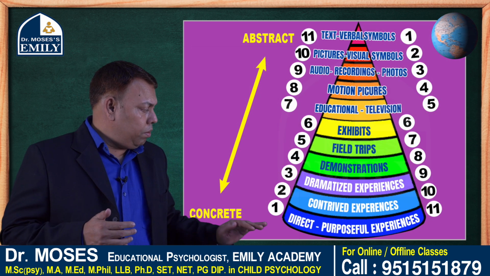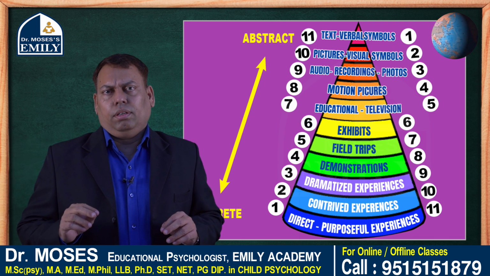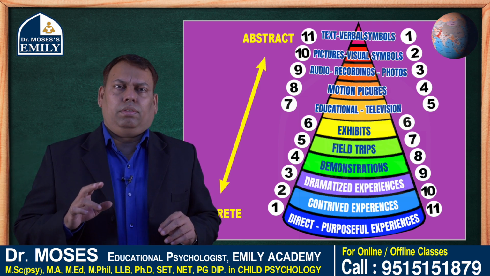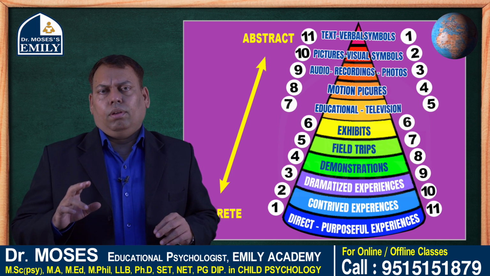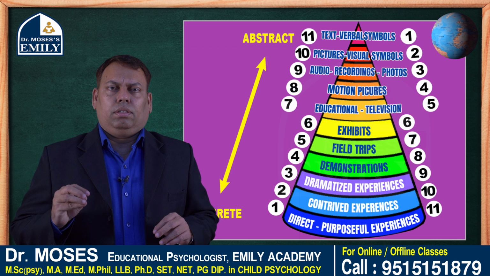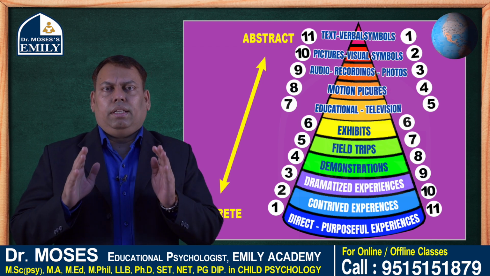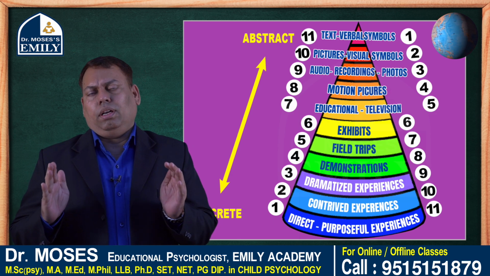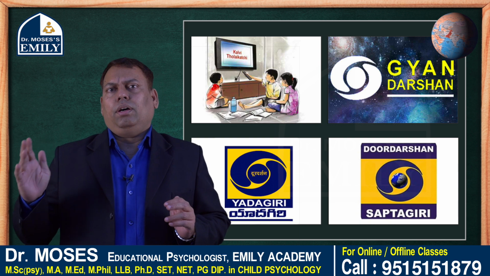Next one, educational television. From bottom to top, first one, direct and purposeful experiences. Second one, contrived experiences. The third one, dramatization. Fourth one, demonstration. Fifth one, field trips. Sixth one, exhibits. And the seventh one, educational television. Educational television has different channels.